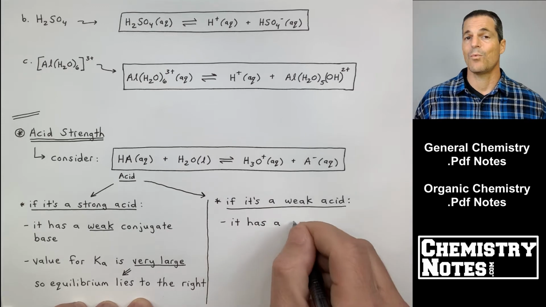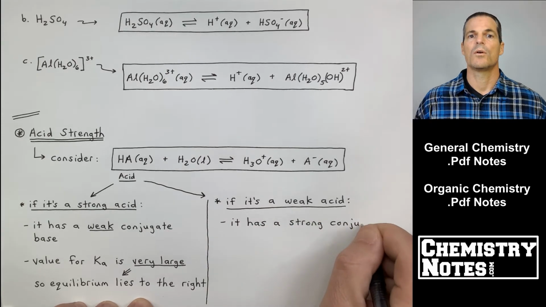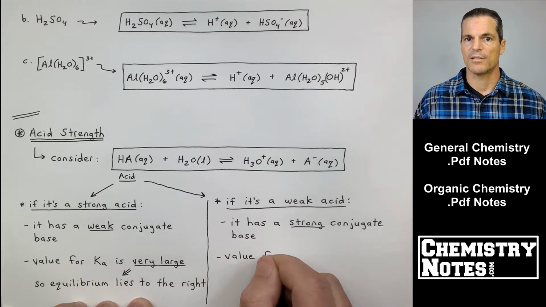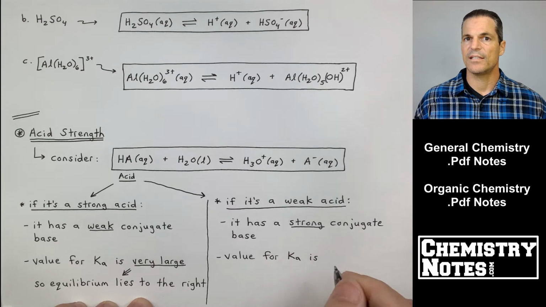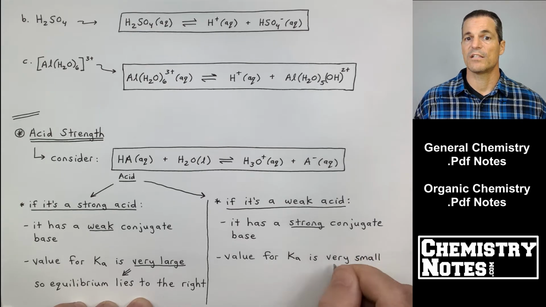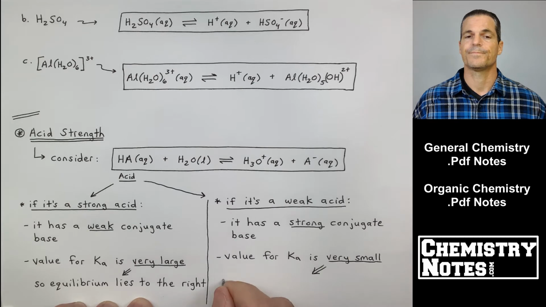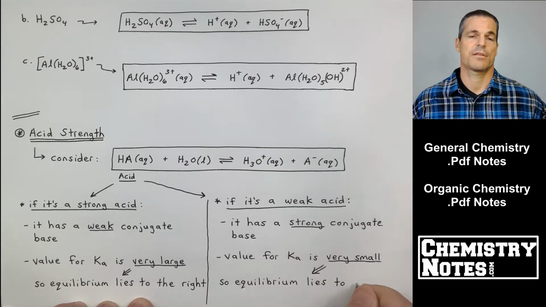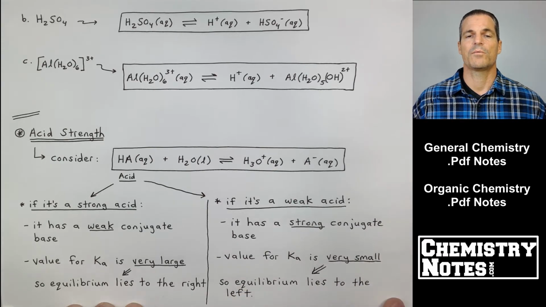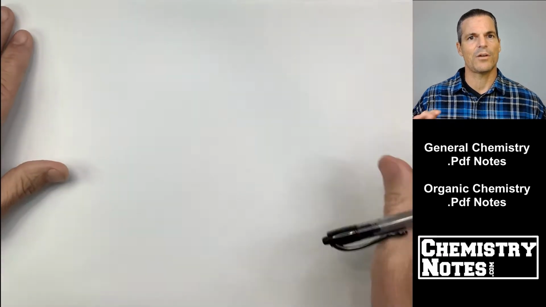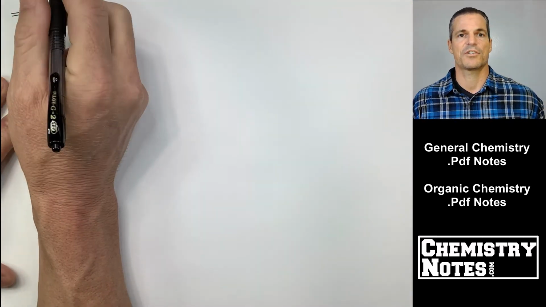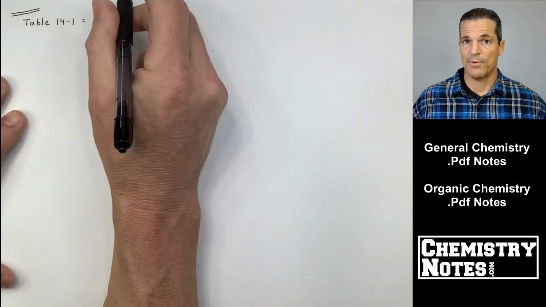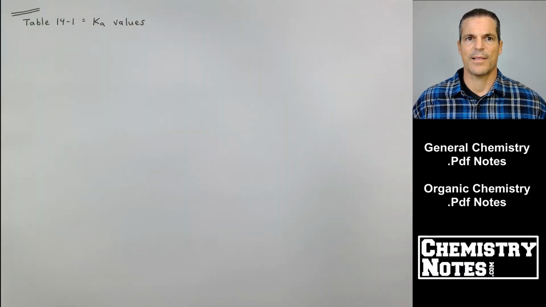Now, if HA is a weak acid, it's the opposite. A weak acid has a relatively strong conjugate base. If it's a weak acid, it's going to have a Ka value that's relatively or quite small. If it's small, equilibrium is going to lie towards the left. Okay? Why does it lie towards the left? Well, if it's a weak acid, it's not all that good at donating its H plus and causing a reaction to go towards the right, towards products, right? So I'm going to go ahead and draw out a table here just of some acids that I wanted to include.